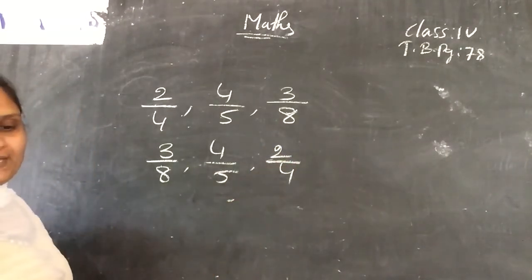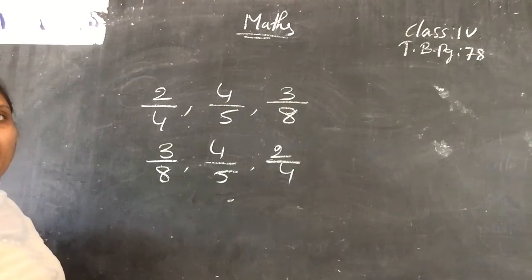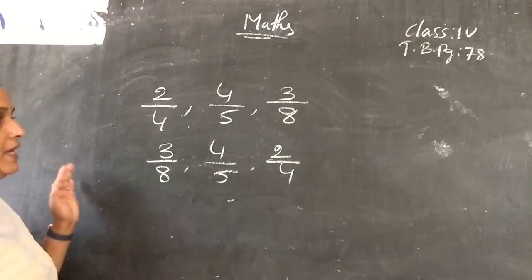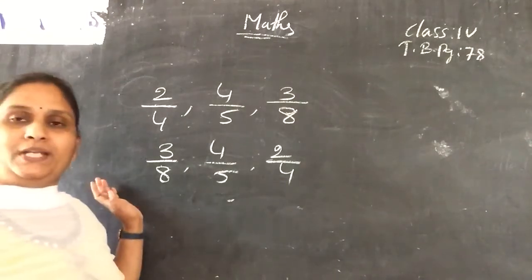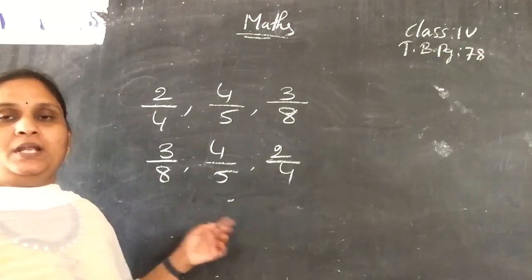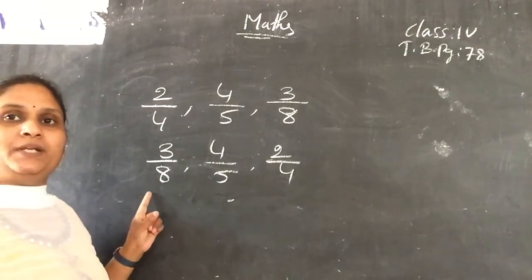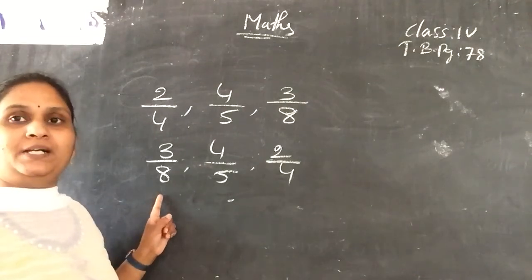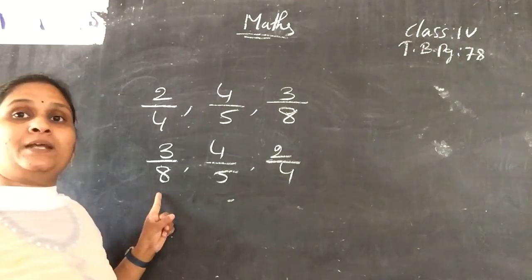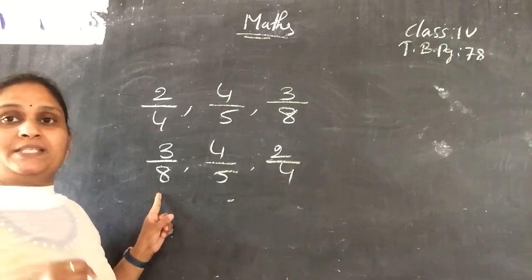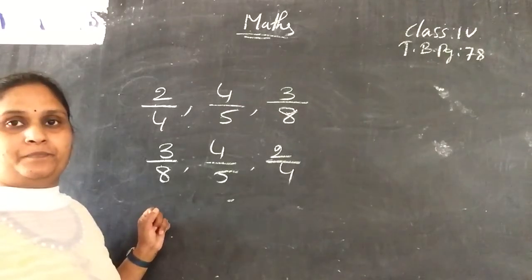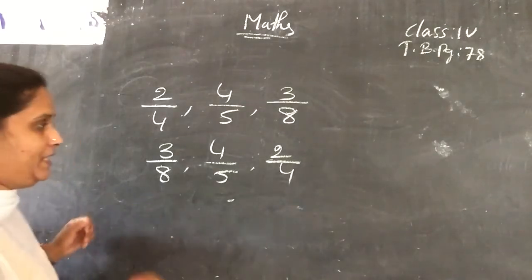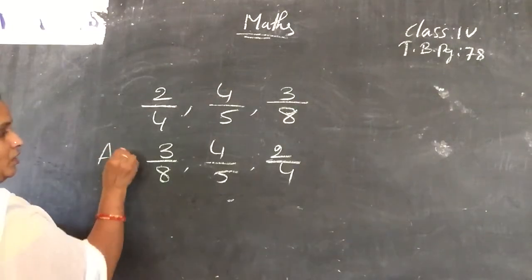So this will be called an ascending order. Ascending order means writing the fractions from the smallest number to the greatest number. And when you are writing from the smallest, compare the denominators. The denominators which have the greater value will be considered lesser. Got it? This will be ascending order.